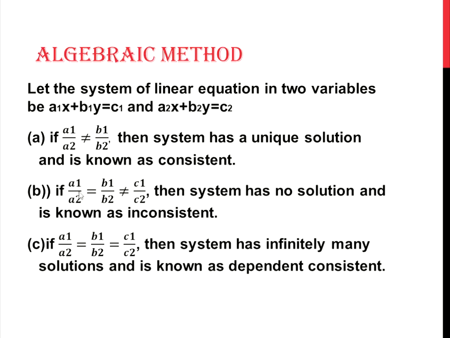Second, if a1 upon a2 equal to b1 upon b2 but not equal to c1 upon c2, then system has no solution and is known as inconsistent. Third, if a1 upon a2 equal to b1 upon b2 equal to c1 upon c2, then system has infinitely many solutions and is known as dependent consistent.